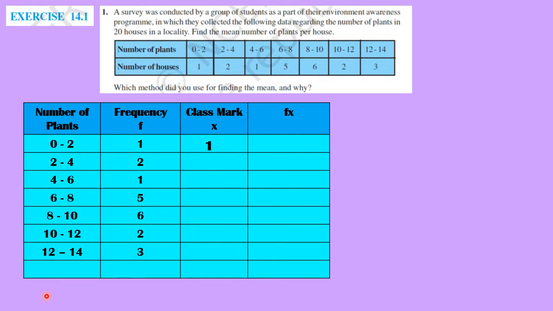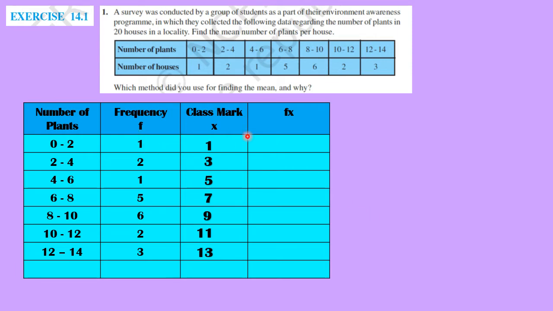Then next class mark, 2 and 4. What is the middle value? It is 3. Next it will become 5. Then 7, 9, 11, 13. You can see, what is the class interval here? Uniform class interval, it is 2. Now you see the class mark is also increasing by the same class interval 2.